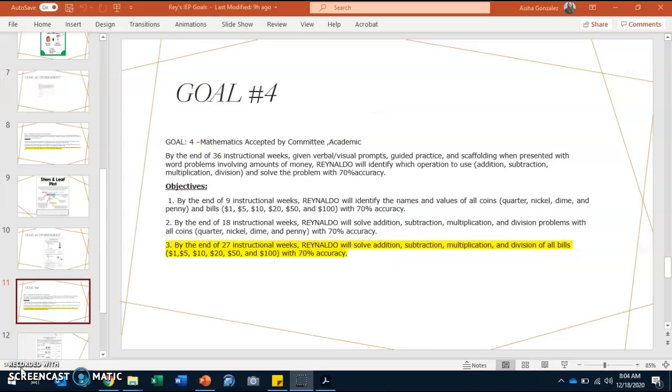Okay, Ray, so for the 27 instructional weeks, you will solve problems with addition, subtraction, multiplication, or division using all types of bills: $1, $5, $10, $20, $50, $100, any type of bill. We will be solving for any type of operation, whether it's addition, subtraction, multiplication, or division.